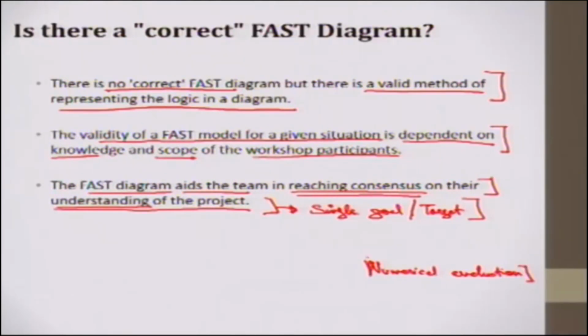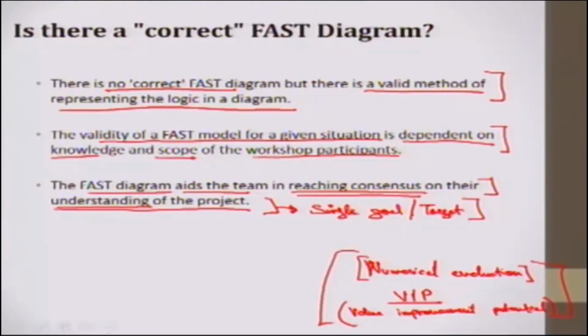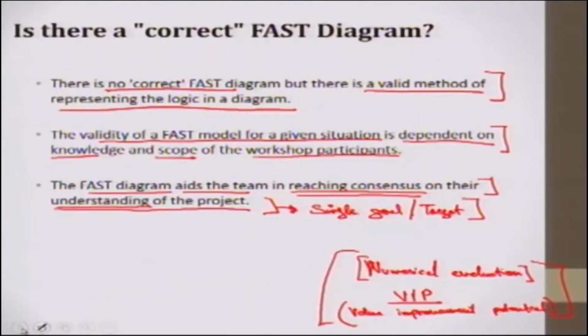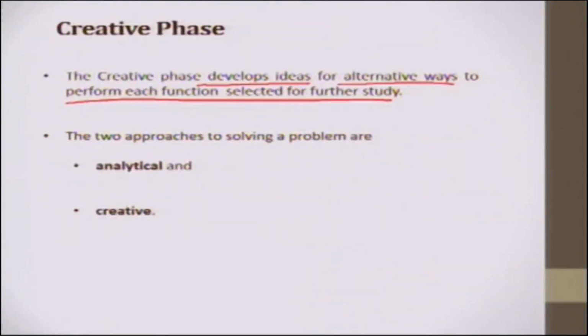In that, we get the value improvement potential for the specific function. How we will do that, we will see. So, this was just a diagrammatic representation of identifying the basic functions. Identifying the low value functions is done using this numerical evaluation technique. When we have identified the low value functions, we develop alternative ideas using creativity techniques.